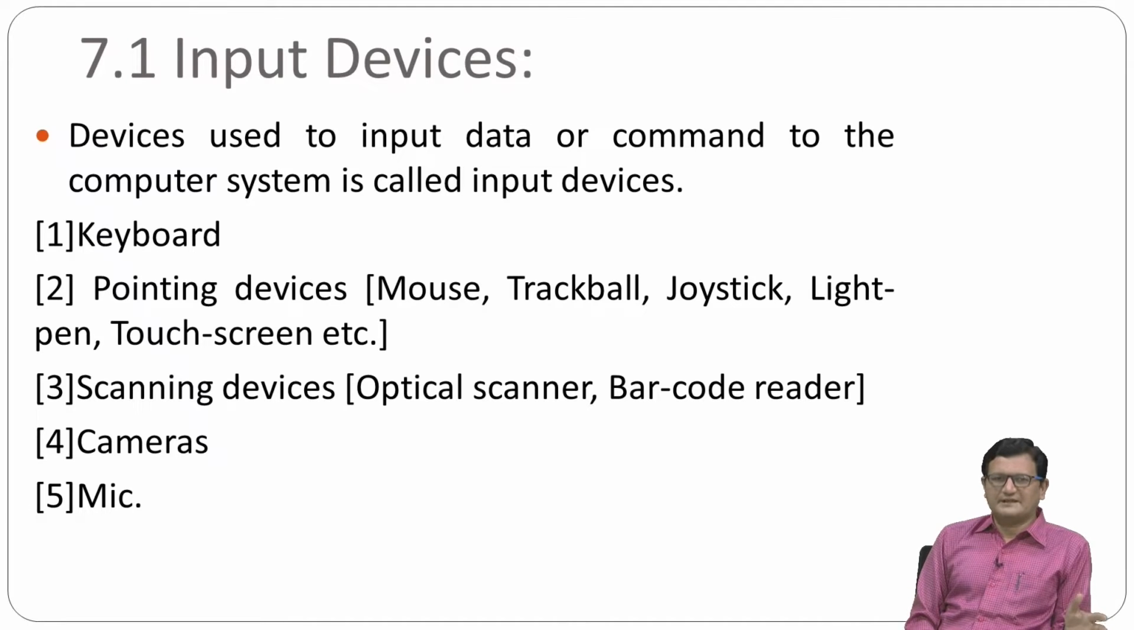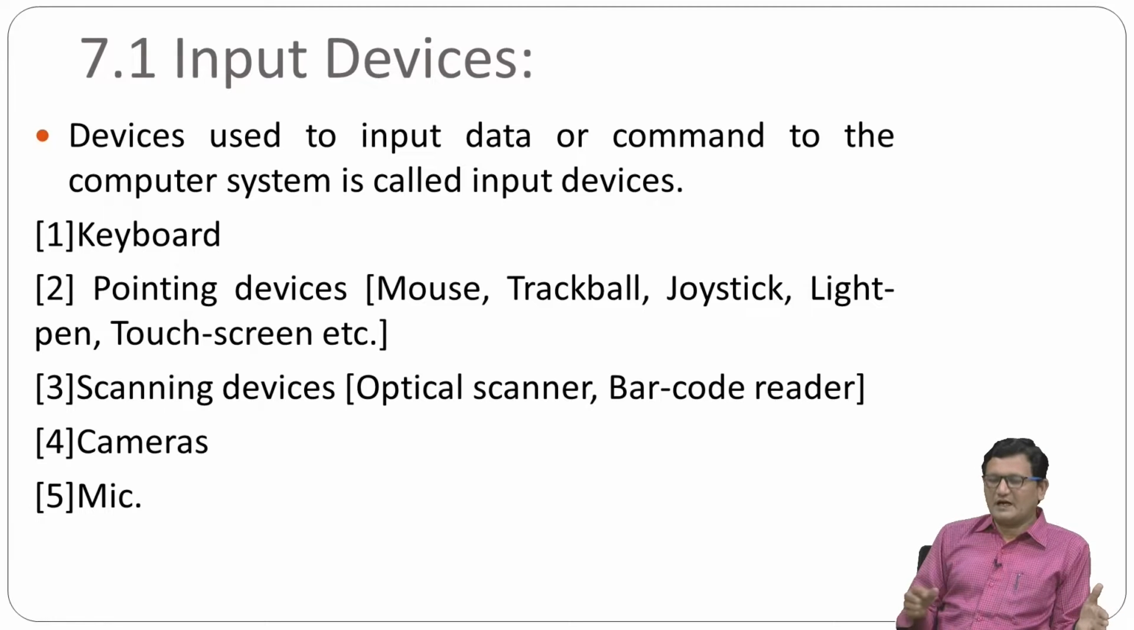Different types of pointing devices are there, like mouse, trackball, joystick, light pen, touch screen. Suppose you are talking about your mobile phone. If you have a smartphone, then how do you type a message? Obviously by using a touch screen, right? So the touch screen is again a kind of input device. Then a few other devices are there, which are also known as scanning devices. I think you are already aware of the scanner.